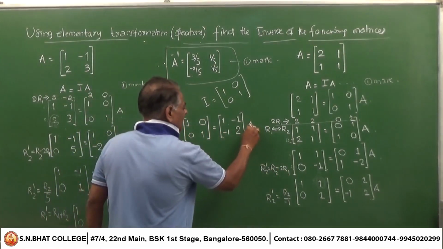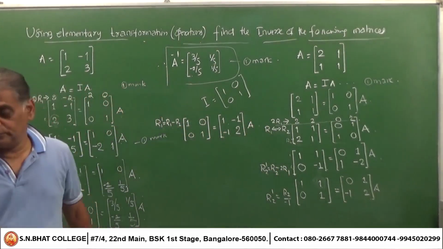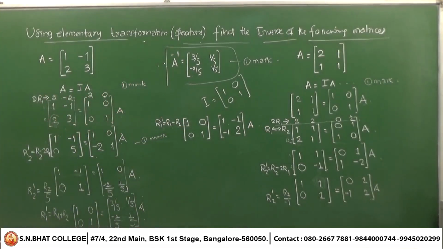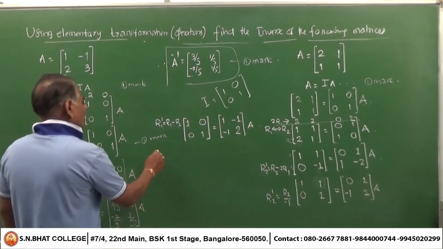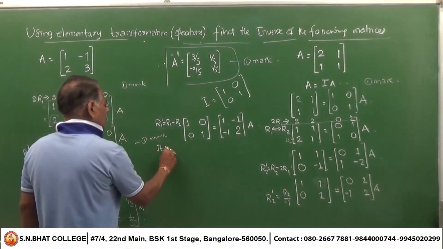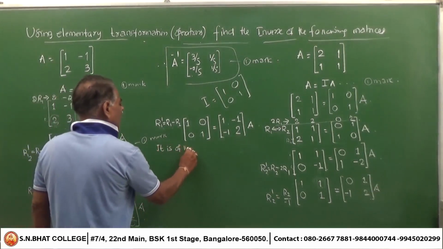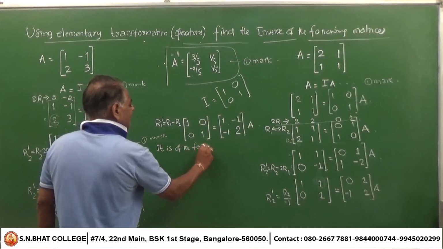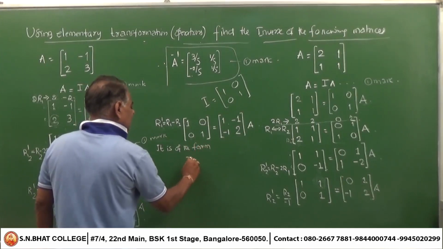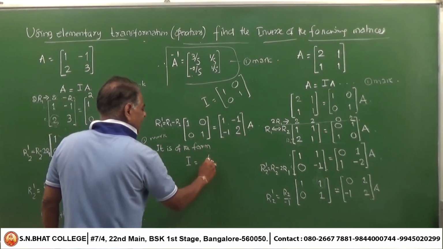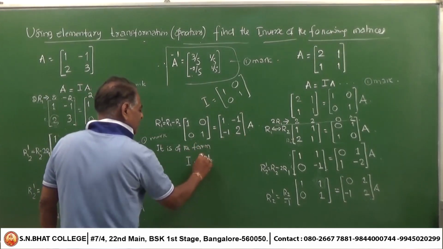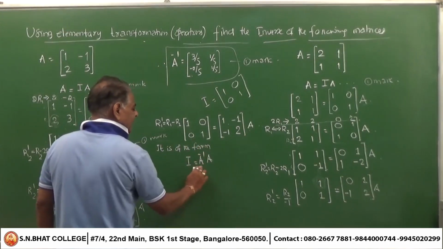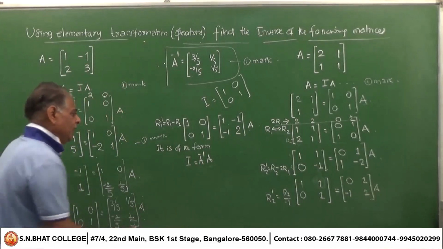Into A. Next line you write, it is of the form: left hand side is what? I is equal to right hand side, right matrix A means it must be A inverse, because I is equal to A inverse into A.